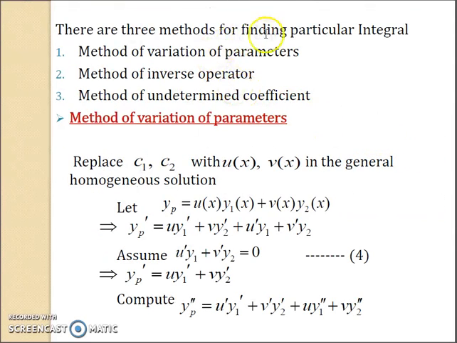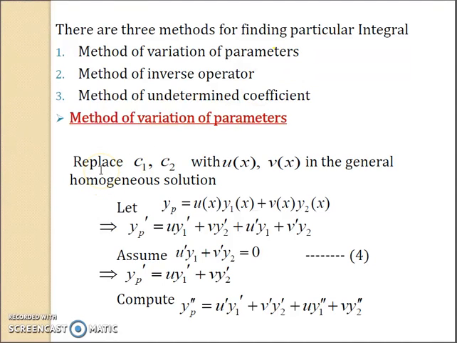There are three methods to find the particular integral, or particular solution, for non-homogeneous differential equations. The first is the method of variation of parameters, the second is the method of inverse operator, and the third is the method of undetermined coefficients. Today we will see the first method, the method of variation of parameters.